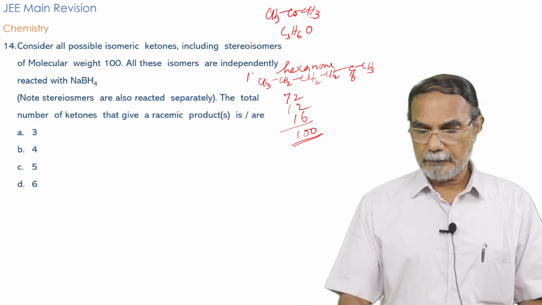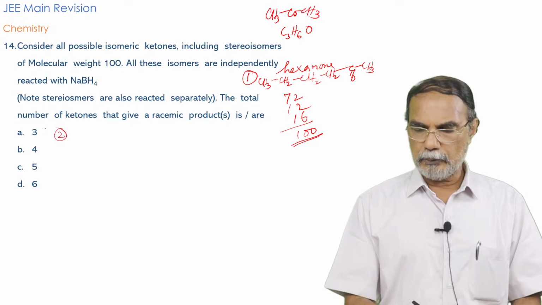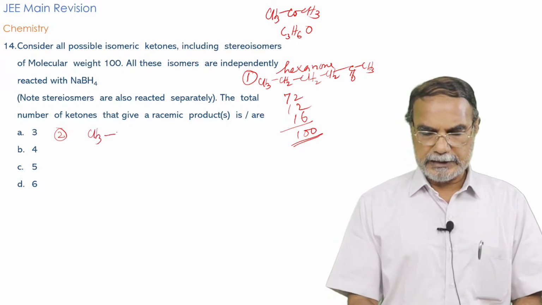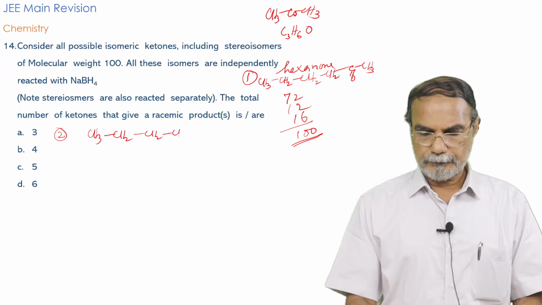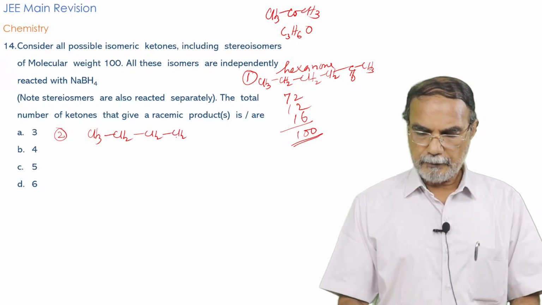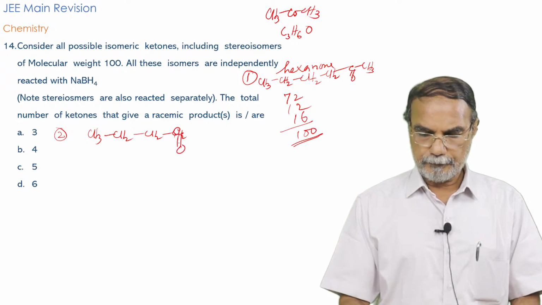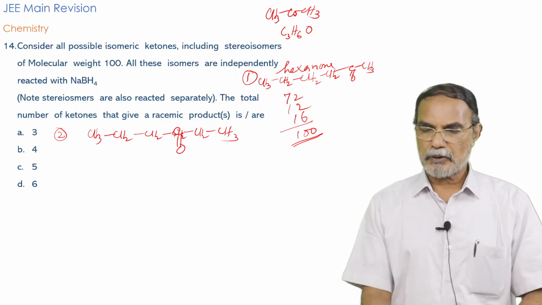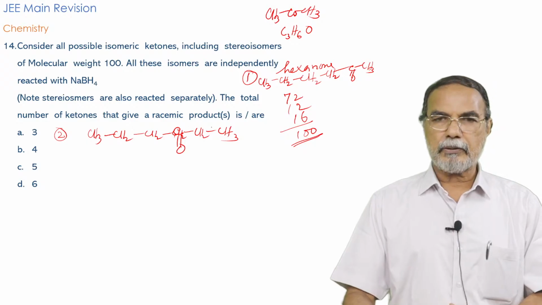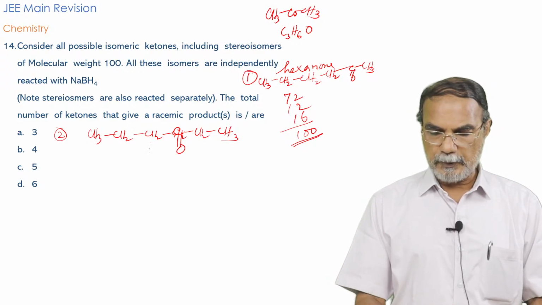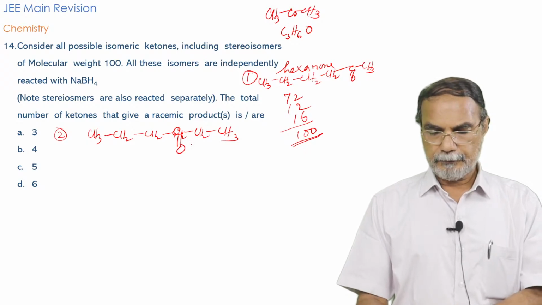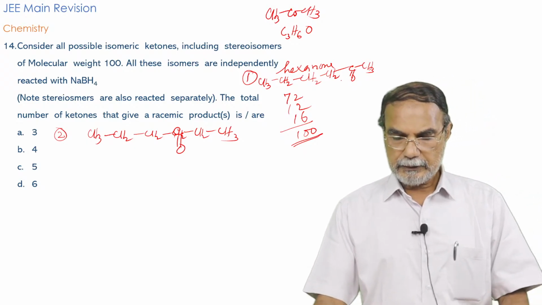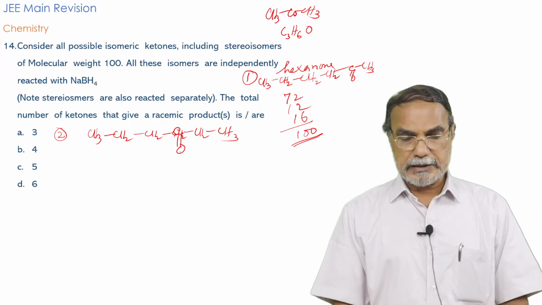So this is the one. Then what is number 2? The hexanone can have a carbonyl group at the second carbon, or at the third carbon, CH2CH3. So this is what you call 2-hexanone, and this is what you call 3-hexanone. And if the carbonyl group is at the other end, then also you have the same compound. So in the straight chain, you have only 2 possibilities: 2-hexanone and 3-hexanone.